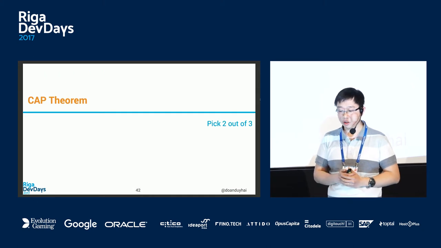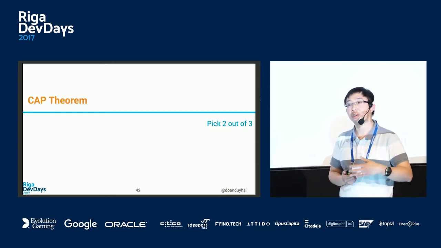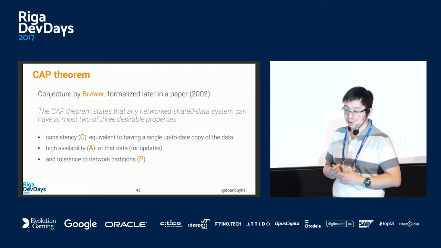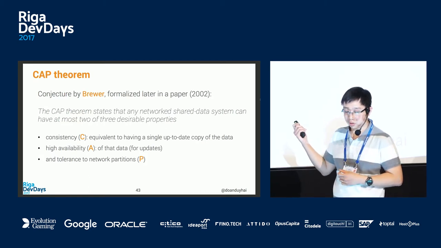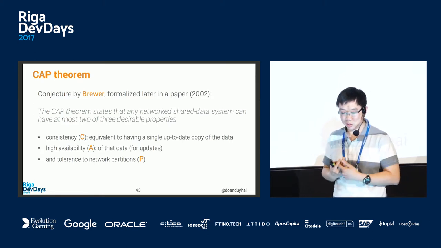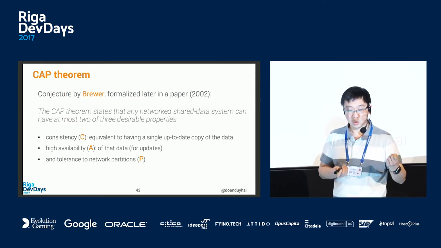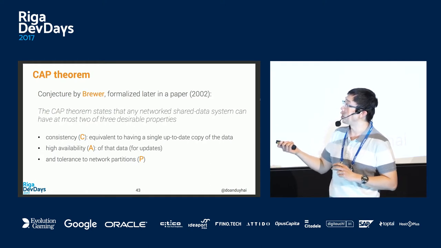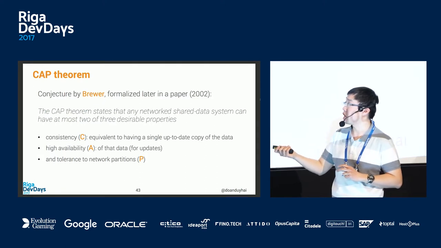Now let's talk about the CAP theorem. I will not go into the details of this because many people already talk about the CAP theorem, so I will just give a summary. It was a conjecture by Brewer, which was formalized later in a paper. The CAP theorem states that any networked shared-data system, which means any distributed system, can have at most two of these three properties: consistency, which is equivalent to having a single up-to-date copy of the data; high availability of that data for updates; and tolerance to network partition. CAP.